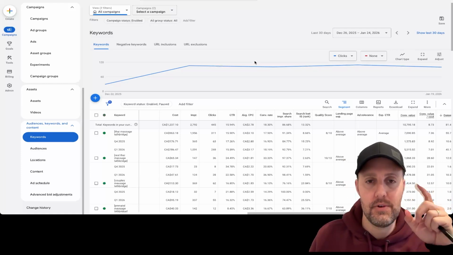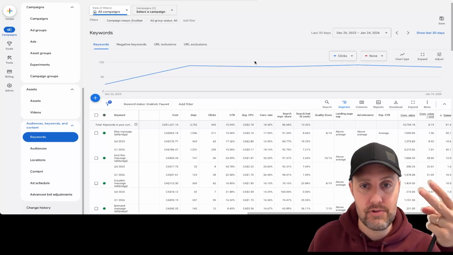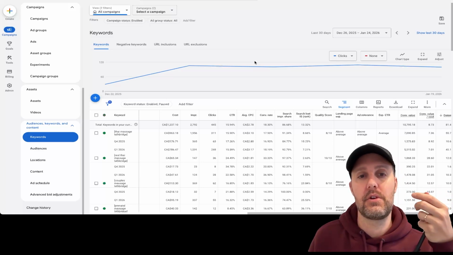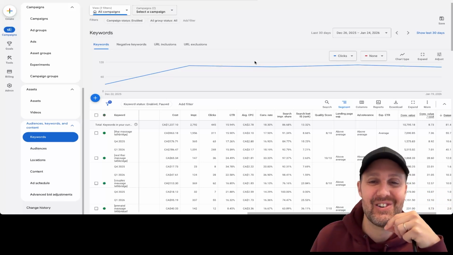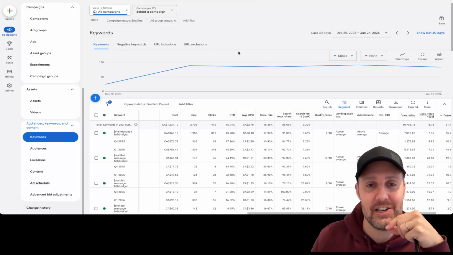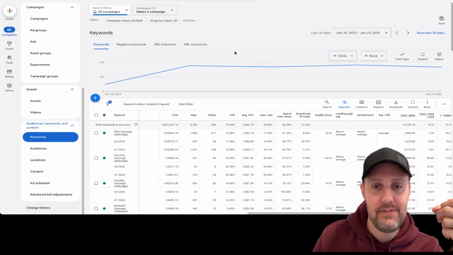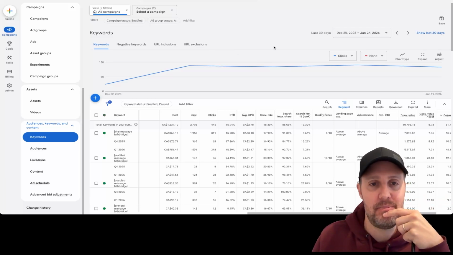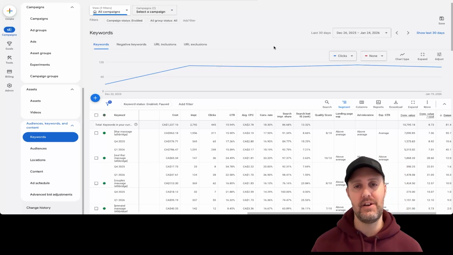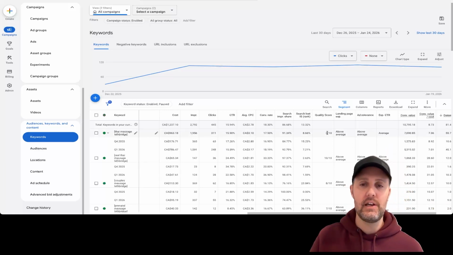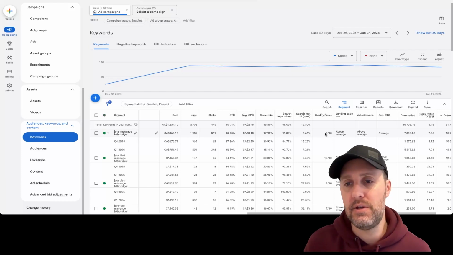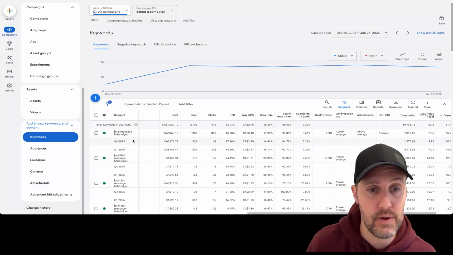Ad rank connects to everything else. Search terms control your intent, keywords control your structure, quality score controls efficiency, and ad rank controls visibility. If your ad isn't showing as often as you expect, your ad rank is usually the reason, not the keyword itself. So this is a really important measurement to be viewing as well.